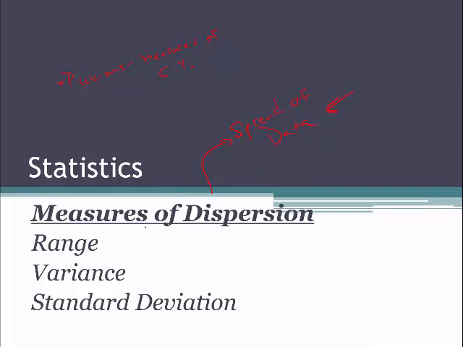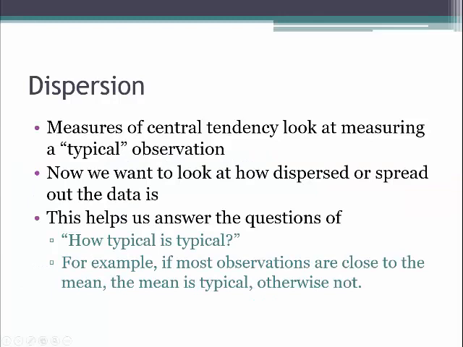And to do that, we're going to introduce three calculations here. The range, which will be very easy, and then we'll introduce this concept called variance and standard deviation. And these two are tied together. And what I mean by that is you'll see that we use the variance to find the standard deviation. Okay, so measures of central tendency, as I said, look to find the meaning of a typical observation. So now what we want to look at is how dispersed or spread out the data is. That's these measures of dispersion.